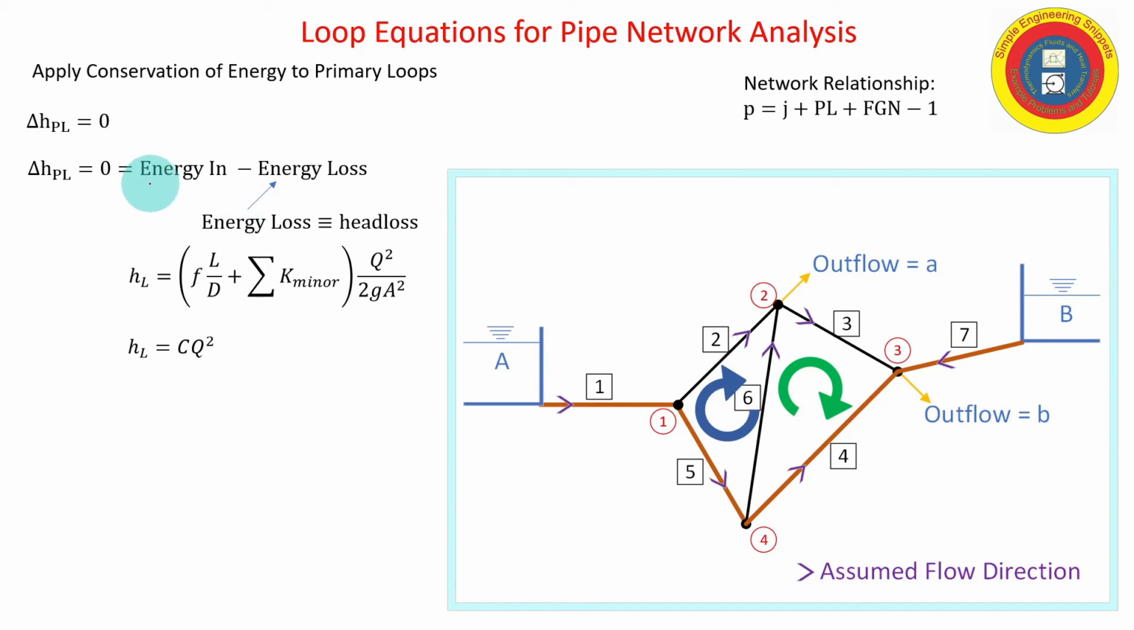And big picture, conservation of energy is just going to be energy in minus energy loss. Energy in would be a pump, for example. We do not have any pumps in this network, so we're not going to have that term. And so we're really going to have energy loss.